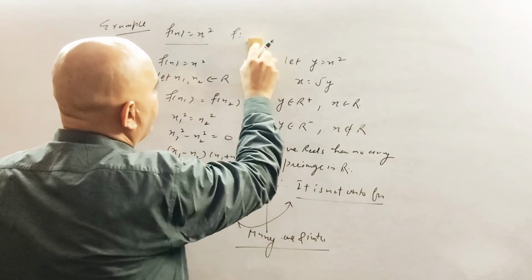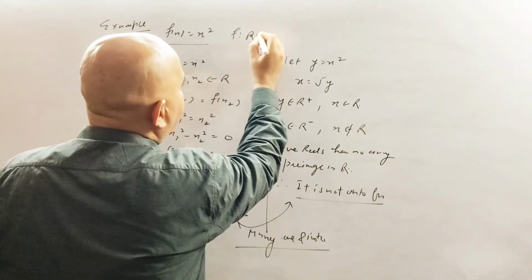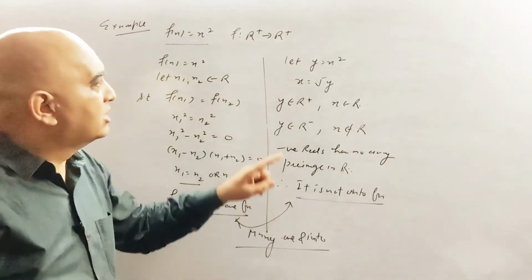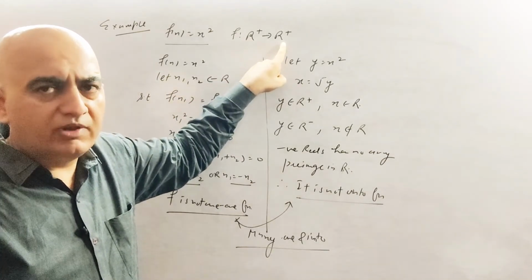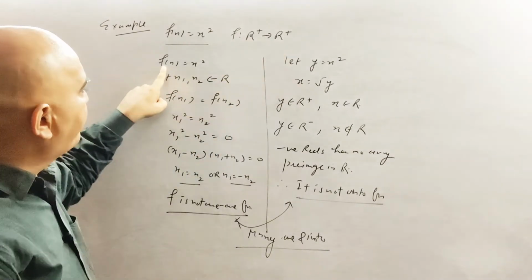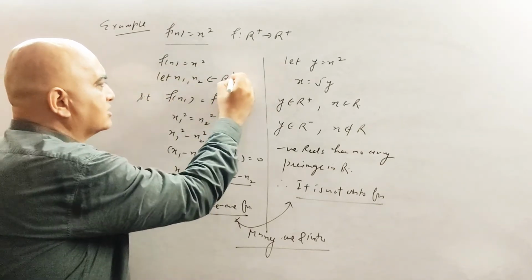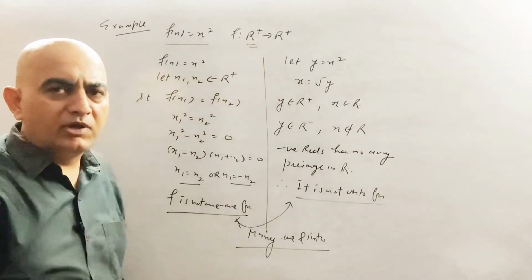Suppose we are taking again the same problem. Okay, again the same problem, but f is defined from R positive to R positive. Now the function is defined from positive reals to positive reals. Now what will happen? If f of x is equal to x square, x1 and x2 are two positive reals. You cannot take negative reals now because set A has only positive reals.